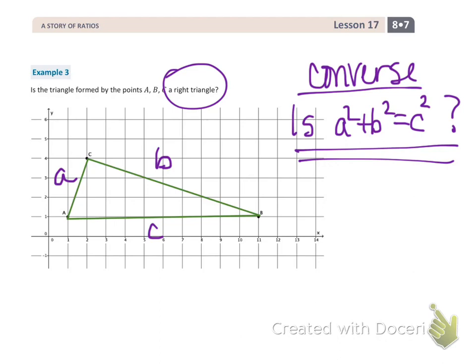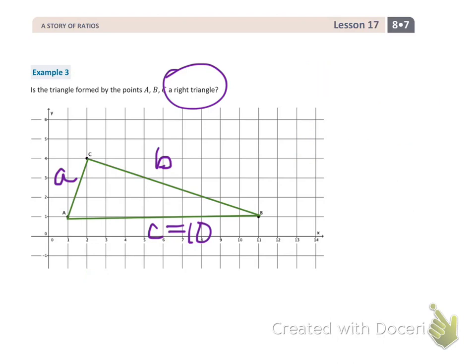Well, we're going to have to find A and B. We know C, or we can easily find C by subtracting 11 minus 1. C is equal to 10. But A and B we don't know. So let's start with this length A.